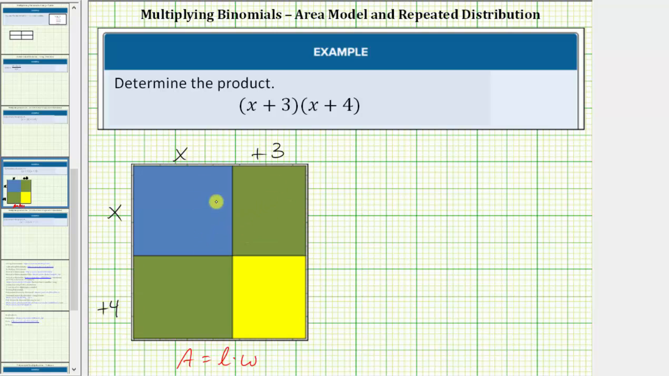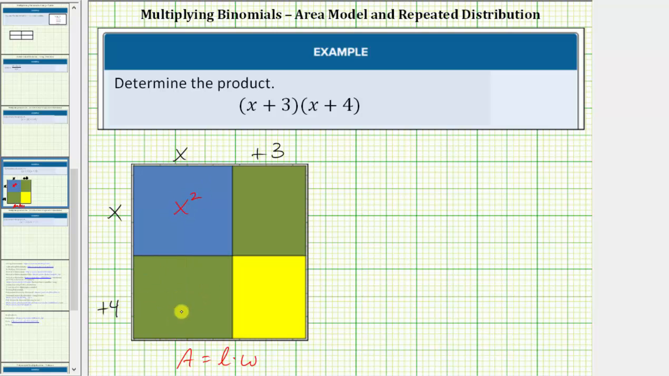Notice how the area of the rectangle would be equal to the sum of these four smaller areas, and the sum of these four smaller areas is equal to the product of the two binomials. So now let's find the area of each of these smaller rectangles. Looking at the blue area, notice how this length is x and this length is x, and therefore this is a square, and the area is equal to x times x, which equals x squared.